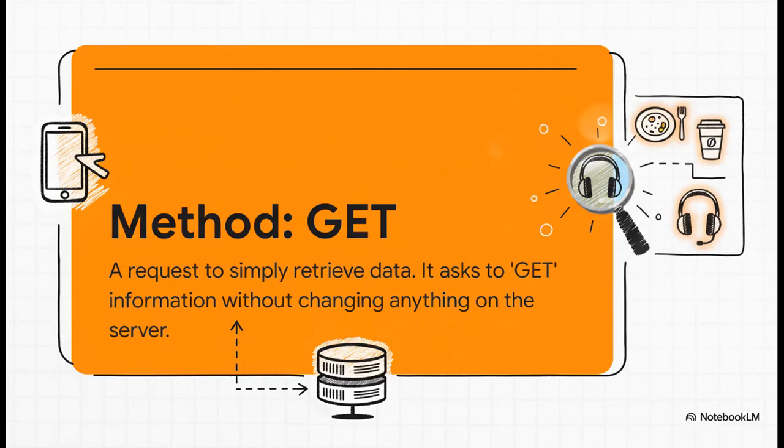All right, first up, the method. The most common one you'll see is GET. And it's exactly what it sounds like. The app is just asking to get information. It's not trying to change anything in the kitchen. It just wants to see the menu. In our case, it just wants to get the details for those headphones.